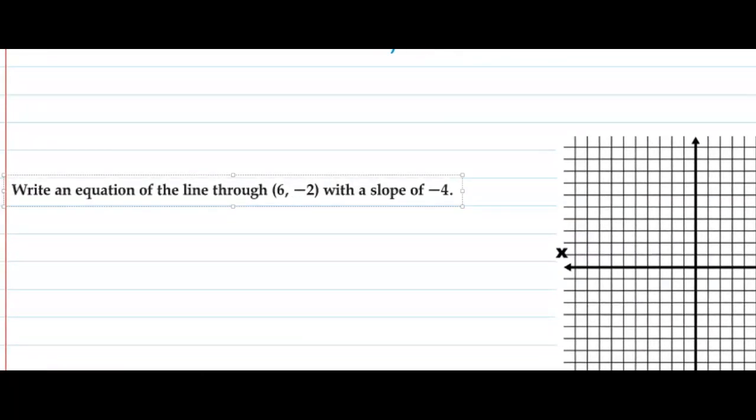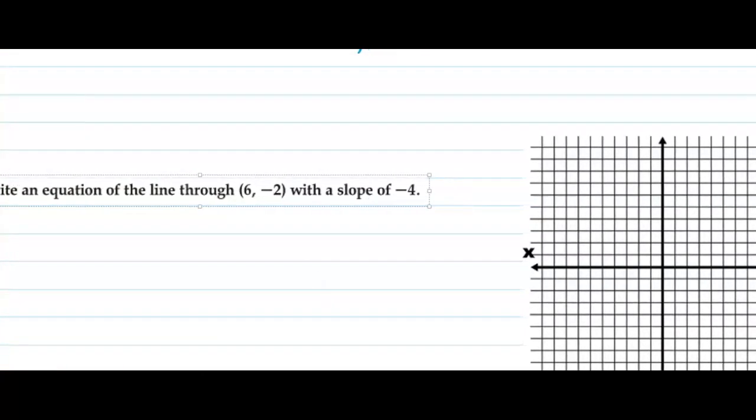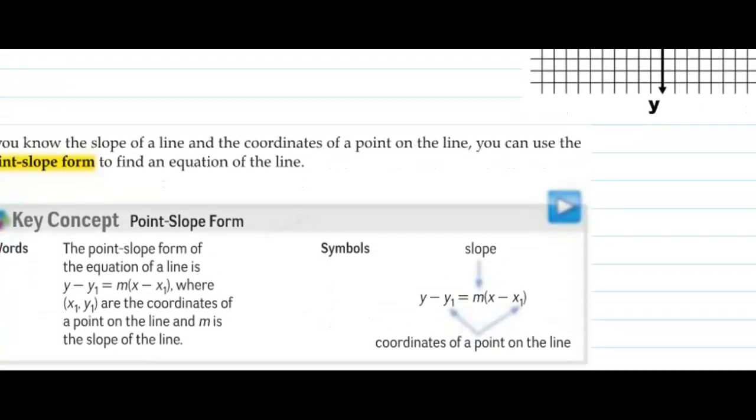How about this next one? Write an equation of the line. They give us a point. They do give us a slope. So think about our ingredients. We need a slope. We need a y-intercept. We don't have a y-intercept. That's unfortunate. But we do have some options.